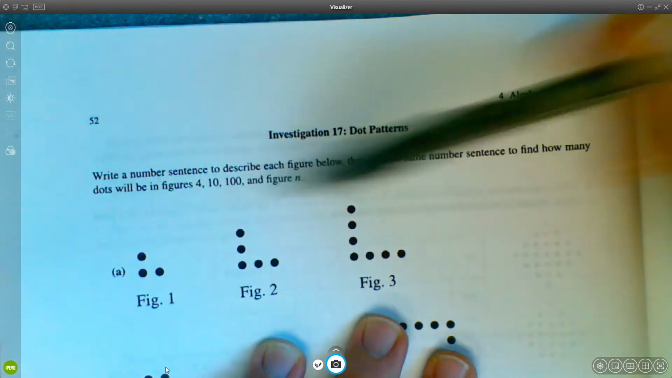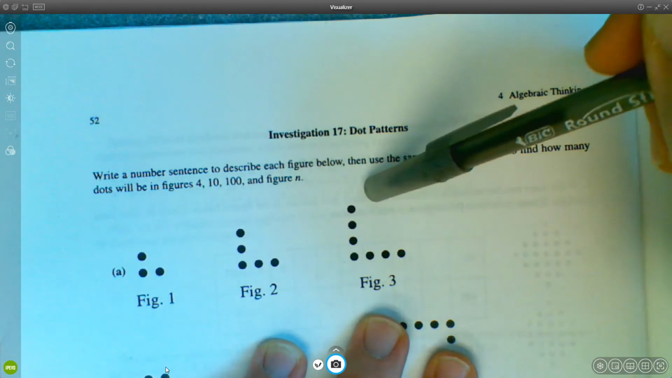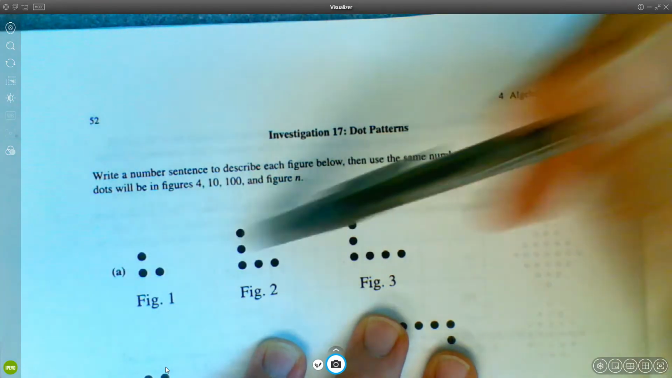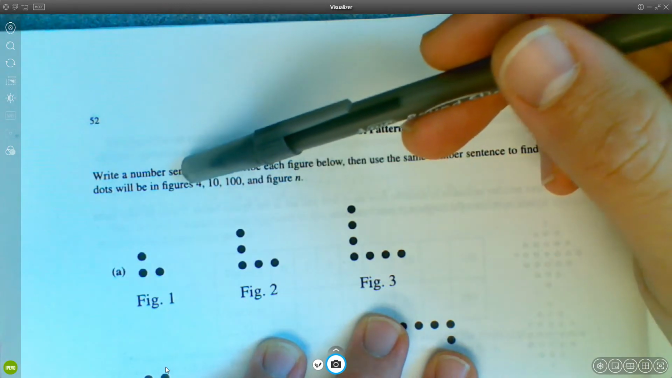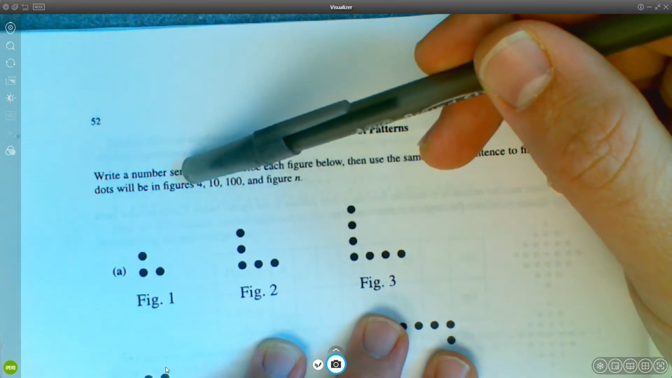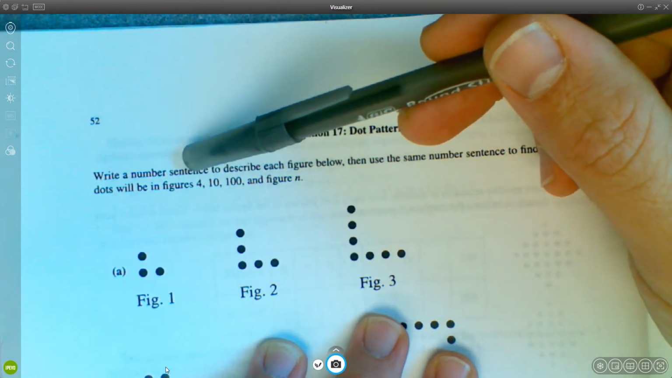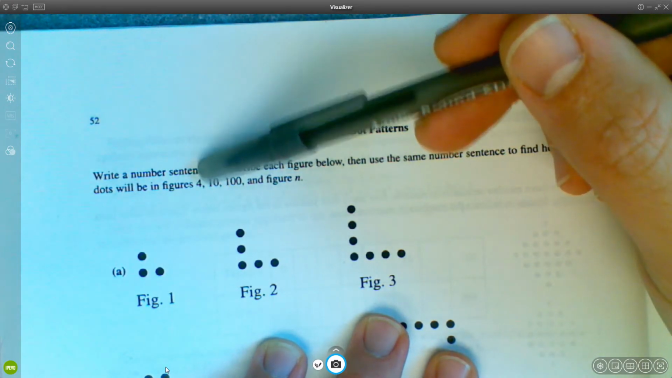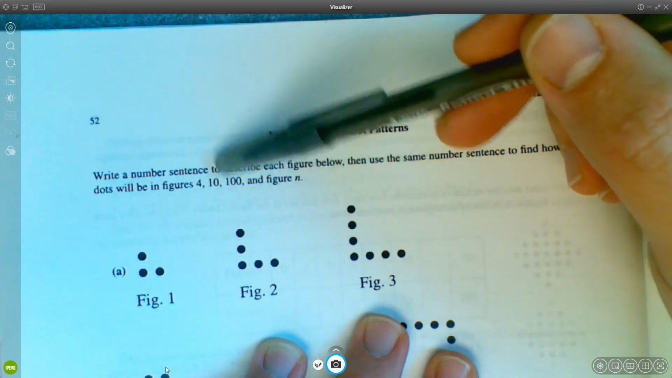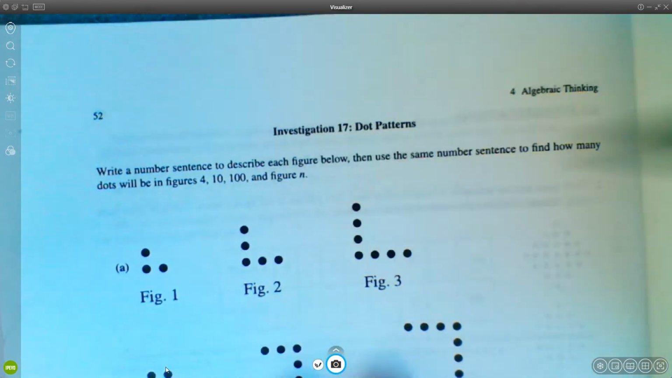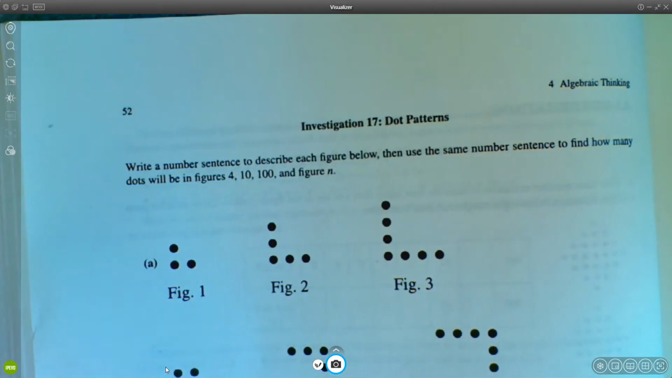And by the time we've done that, we should have developed enough intuition about this particular pattern that we can write a number sentence for figure 4 without even having to draw the figure. And then if we can do that, we should be able to make the leap of drawing or writing the number sentence for figure 10 and then figure 100. And if we can do those things, then we should be able to write one for figure n. So that's sort of the idea.